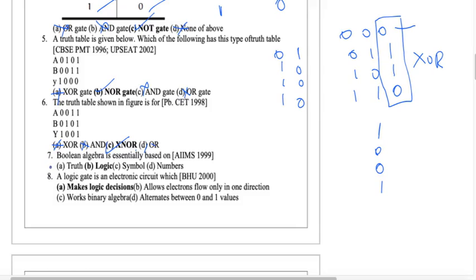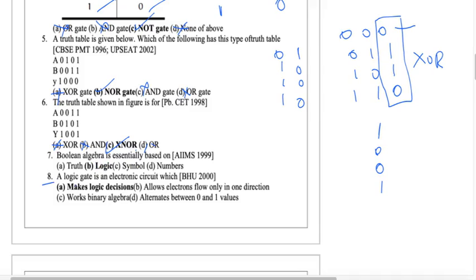Seventh question: Boolean algebra is essentially based on what? Truth table is nothing but what operations are taking place in the gate. Numbers are the normal numbers. Symbol is nothing but the symbol for whatever gate it is. So the left option is logic. The logic is based on that gate. So the logic is based on the Boolean algebra. Whatever operation takes place should be based on the logic.